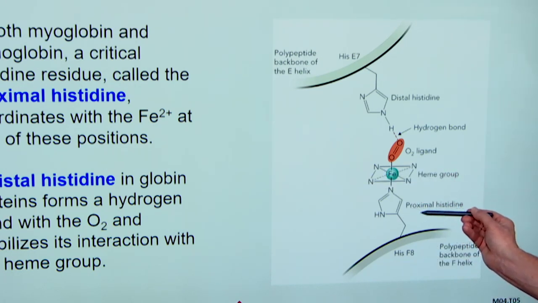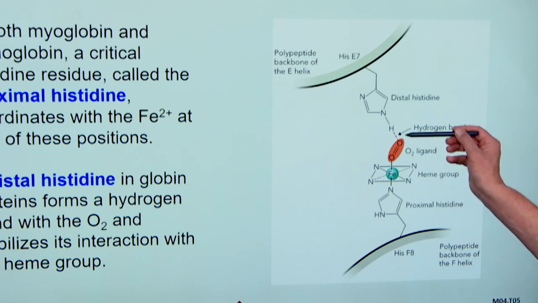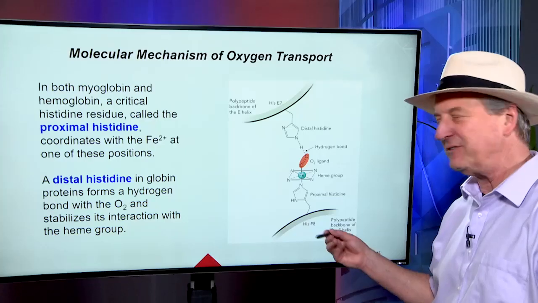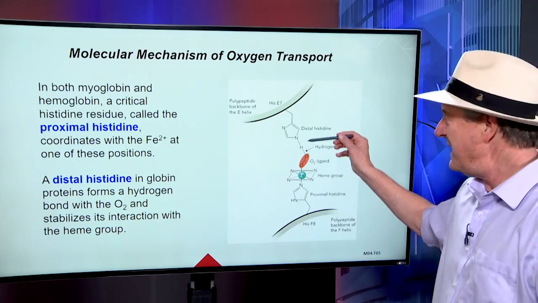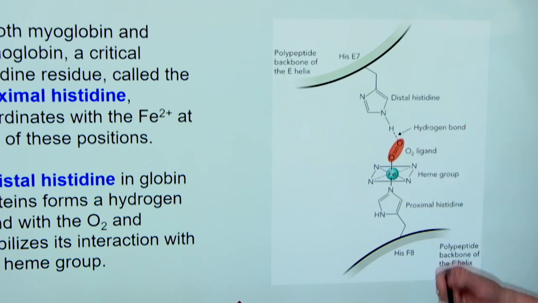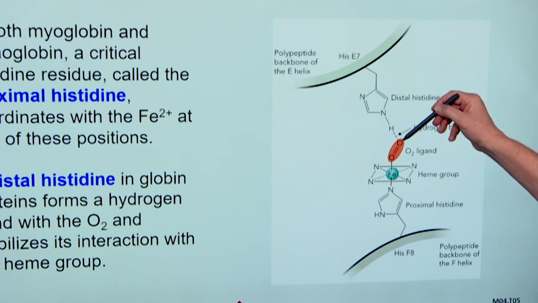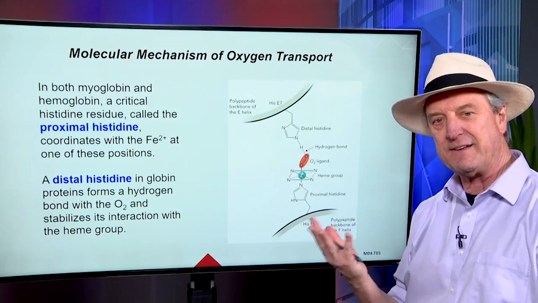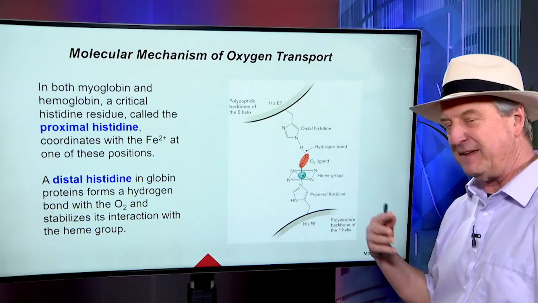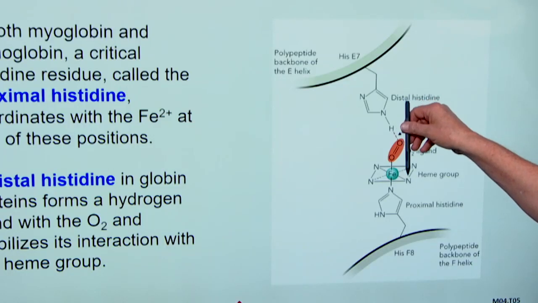So this is called the proximal histidine, and it's making a very strong interaction with the iron. And then the iron is what is going to form a strong interaction with the O2 ligand. Now, what the distal histidine does is it stabilizes that oxygen so that it can be transported from the lungs to the tissue, and it forms a hydrogen bond between the histidine and that oxygen, and it kind of holds the oxygen in there.